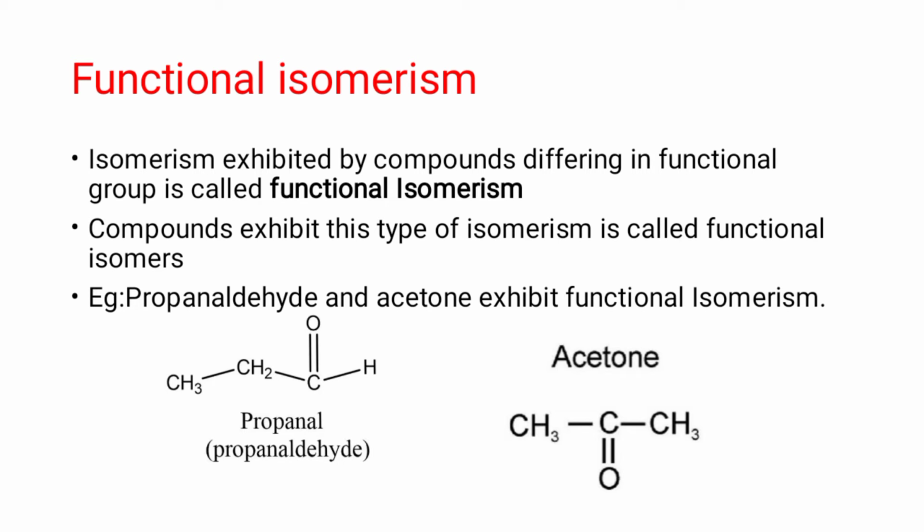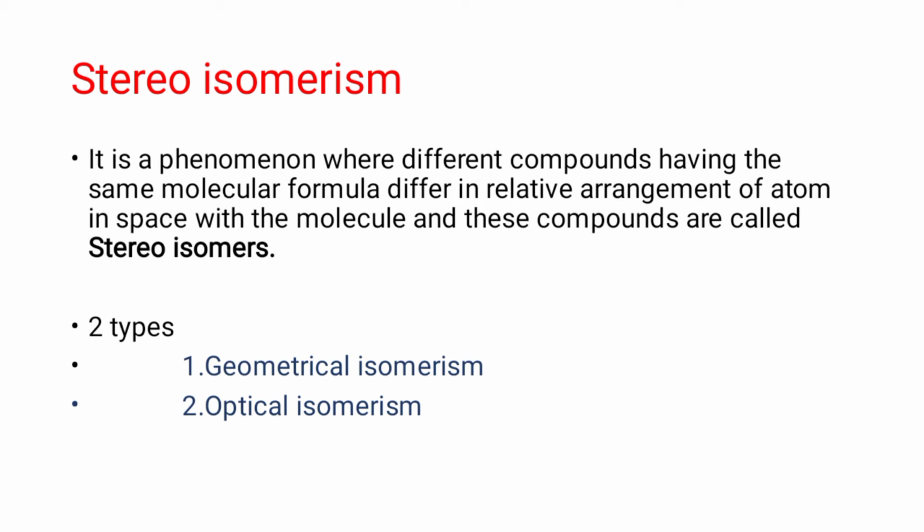Last one is functional isomerism. Isomerism exhibited by compounds differing in functional group is called functional isomerism. Compounds exhibiting this type of isomerism are called functional isomers. Example, propanaldehyde and acetone.